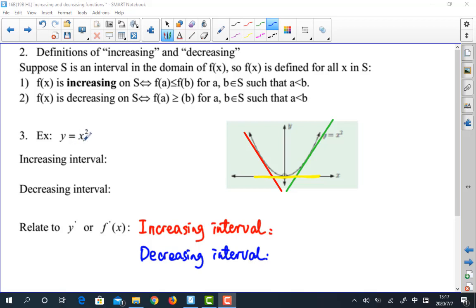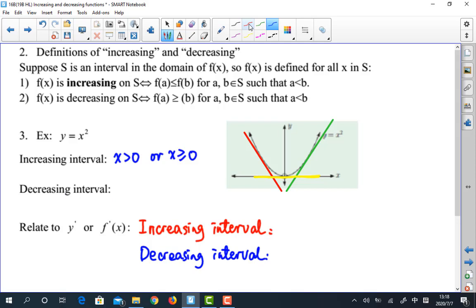Let's look at this example, y equals x squared. This parabola has both increasing and decreasing intervals. What is the increasing interval? Let's look at when x is getting larger and larger, y is getting larger and larger. That should be the right side of the parabola. So the increasing interval is x is greater than 0, or you can write x is greater than or equal to 0. You can include the 0 or not include the 0, it's up to you, because this point really doesn't affect the increasing interval. One point does not affect one interval.